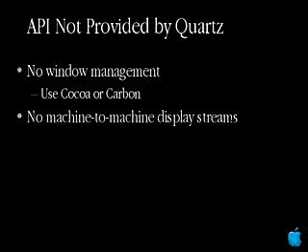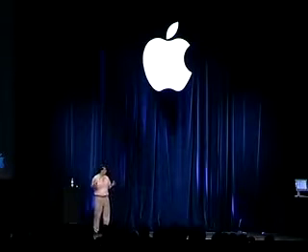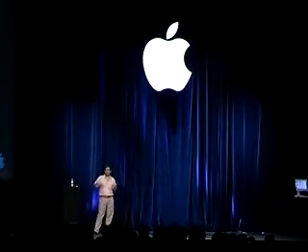That's the right place. The other thing that we're not providing is machine-to-machine displays. So you can't say on this machine, I want you to draw something over here on that machine. We don't do that type of thing. Timbuktu is an example of an app that does that.